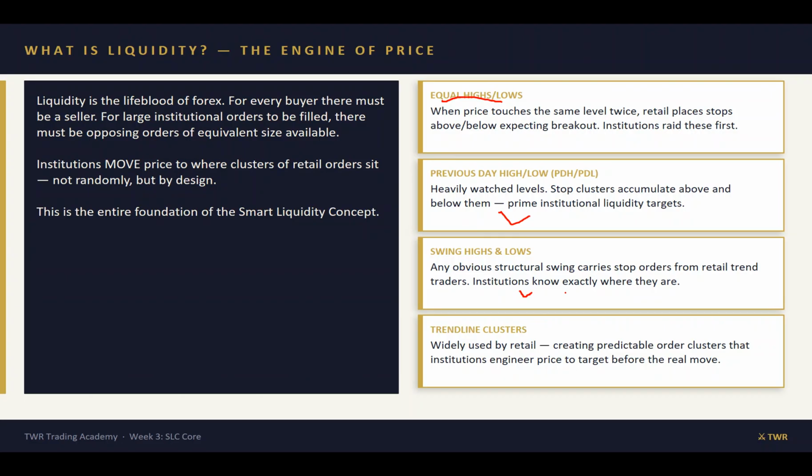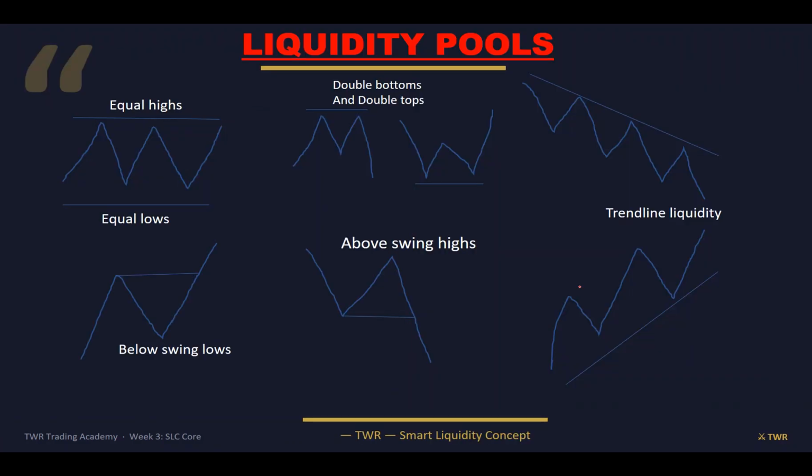The next one is trend line clusters and moving average clusters. These are widely used by retail traders, creating order clusters that institutions target. Our key insight here is that when price breaks a level and then reverses, it's not a false breakout by accident. It's a deliberate liquidity raid engineered to fill institutional orders at a premium or discount level before they move on. Now let's see how it happens.